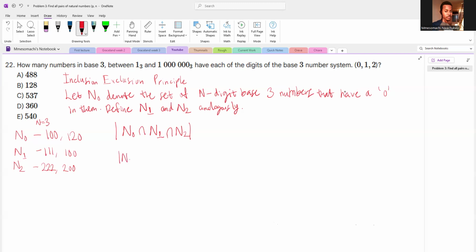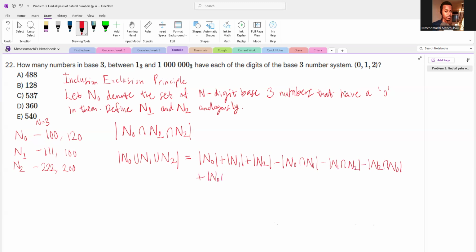Okay, so know that N0 union N1 union N2 is equal to N0 plus N1 plus N2 minus N0 intersect N1 minus N1 intersect N2 minus N2 intersect N0 plus, the term we're looking for, N0 intersect N1 intersect N2. Okay, so we need to find each of the terms here.